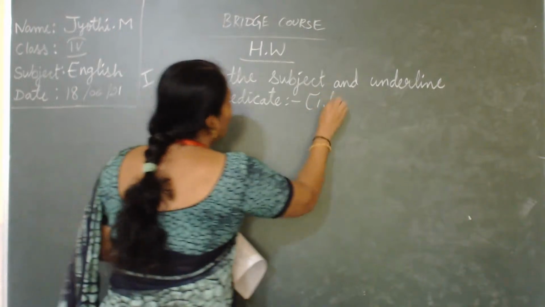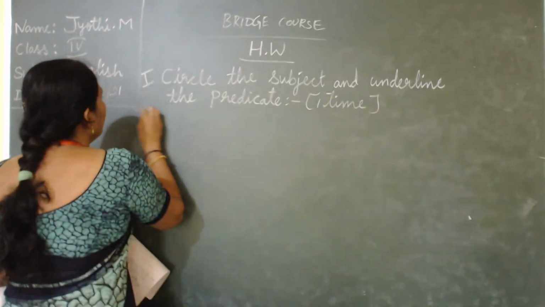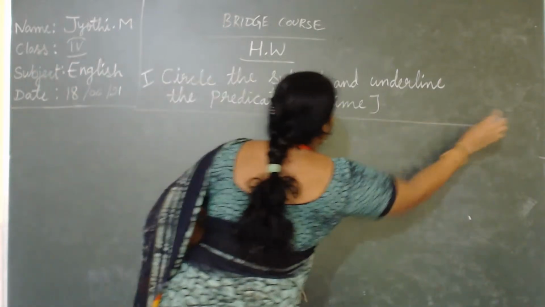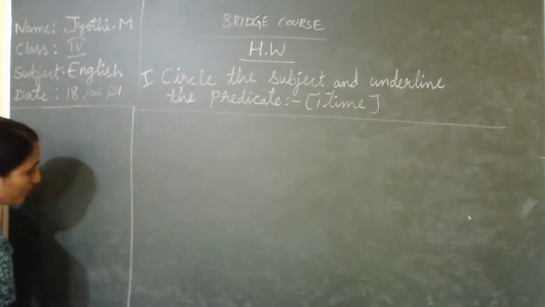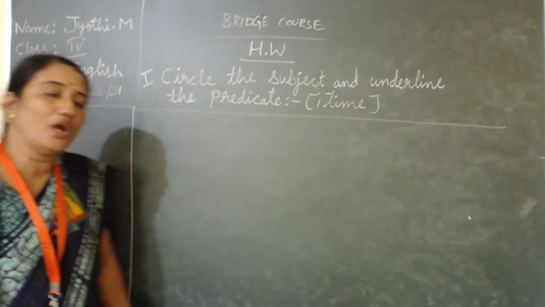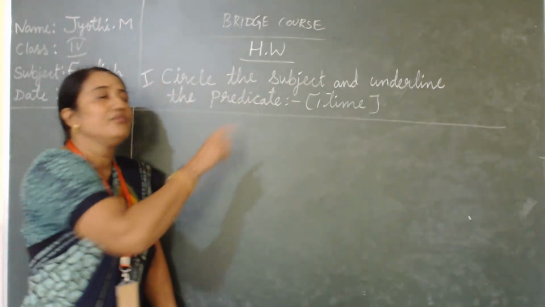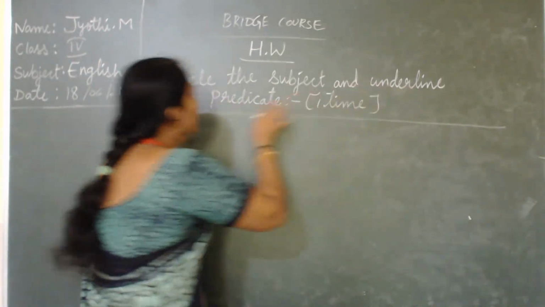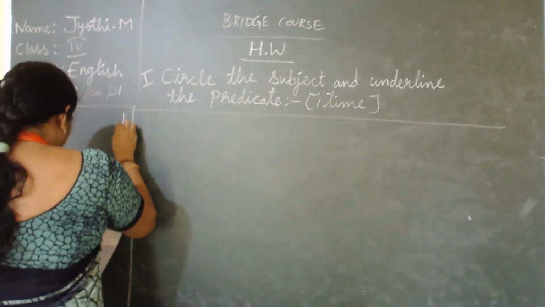One time you have to write in your English rough notebook. I will be showing you one of the example. Then remaining some more sentences I give where you have to identify the subject and you have to circle it. Then you have to underline the predicate part. Yes, children. First sentence will see.